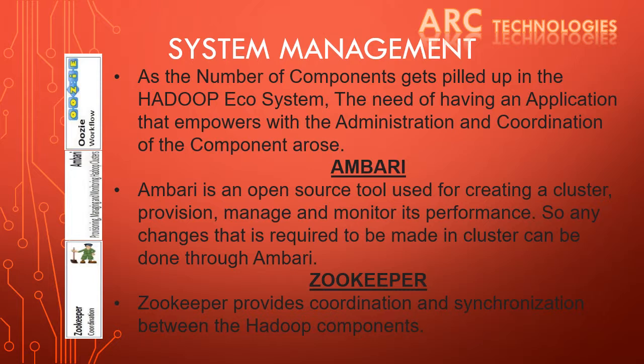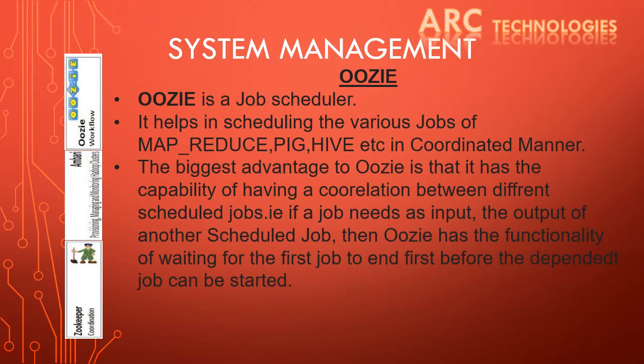Now again, Zookeeper. As you can see, we have Pig, and we have other components, named after animals. Hadoop itself was the name given to an elephant. So when you have all these components there, we need a zookeeper to keep them in check, to have coordination between them. So Zookeeper provides the coordination and synchronization between the Hadoop components. Okay. Now, having talked about the other parts, now Oozie.